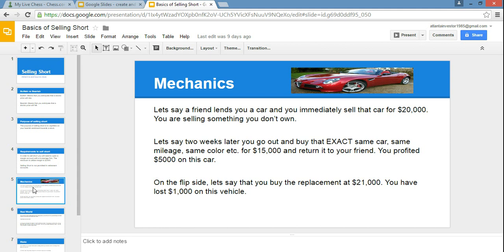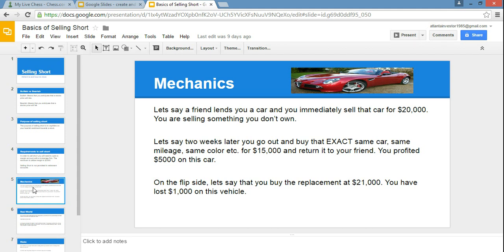Give him the keys. Here you go. Have a great day. You've profited $5,000 on that car. You sold something you didn't own for $20,000. You went out and you bought it for $15,000. Your profit's going to be that $5,000. Now, on the flip side, let's say that you buy the replacement at $21,000. You have now lost $1,000 on that vehicle.